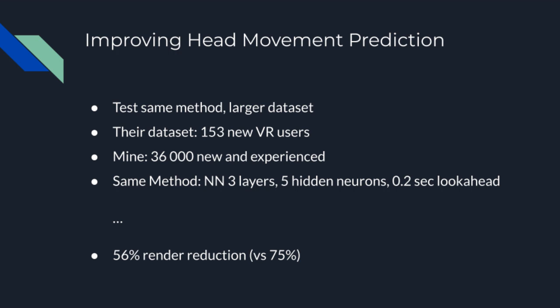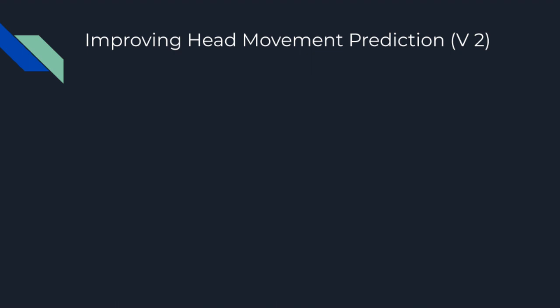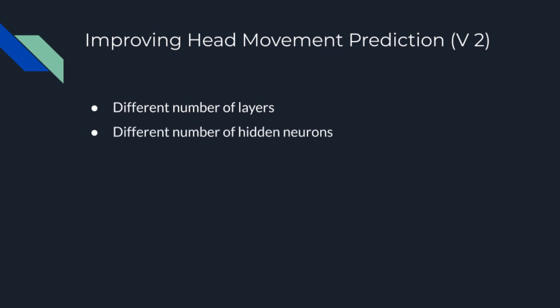Okay, well, what do I try next? I considered how they implemented their neural network next. So they chose 3 layers, 5 hidden neurons, but I have a different data set, so perhaps a different number of layers and a different number of hidden neurons would get me a better result. So I tested out a large variety of numbers for layers and hidden neurons, and what I found is that nothing ever improved by more than 1%. So for the sake of consistency, I kept going with 3 layers and 5 hidden neurons.